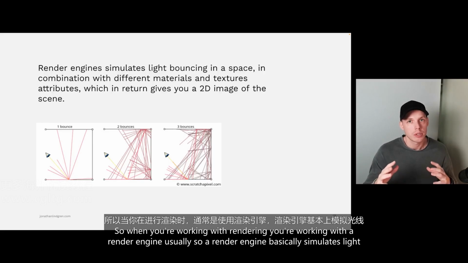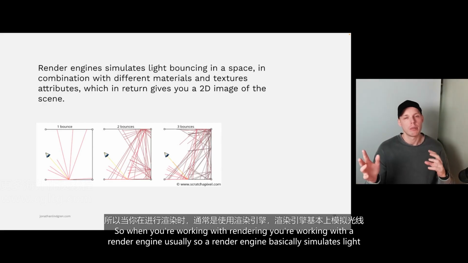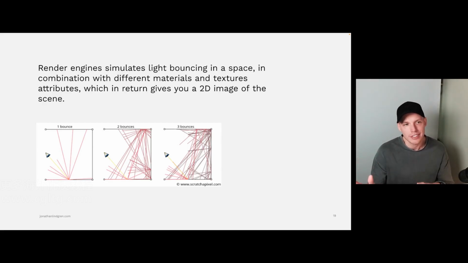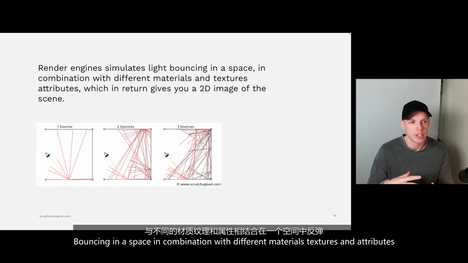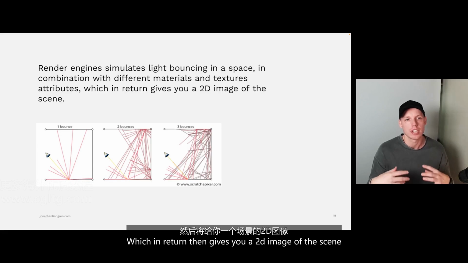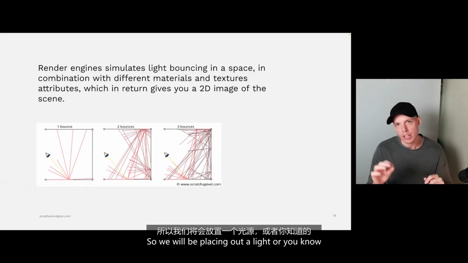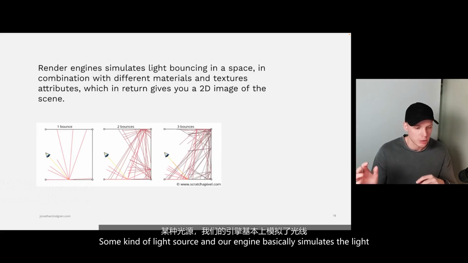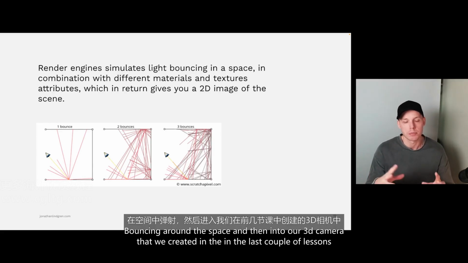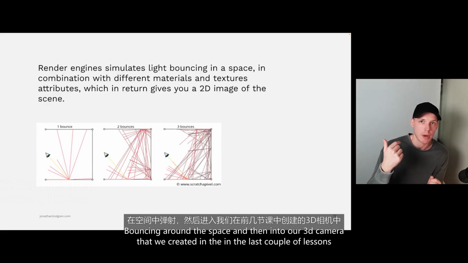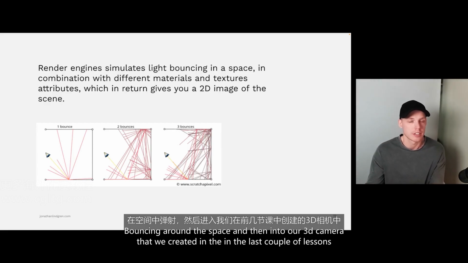So when you're working with rendering, you're usually working with a render engine. A render engine basically simulates light bouncing in a space in combination with different materials, textures, and attributes, which in return gives you a 2D image of the scene. We will be placing a light or some kind of light source, and our engine simulates the light bouncing around the space and then into our 3D camera that we created in the last couple of lessons in our previous section.